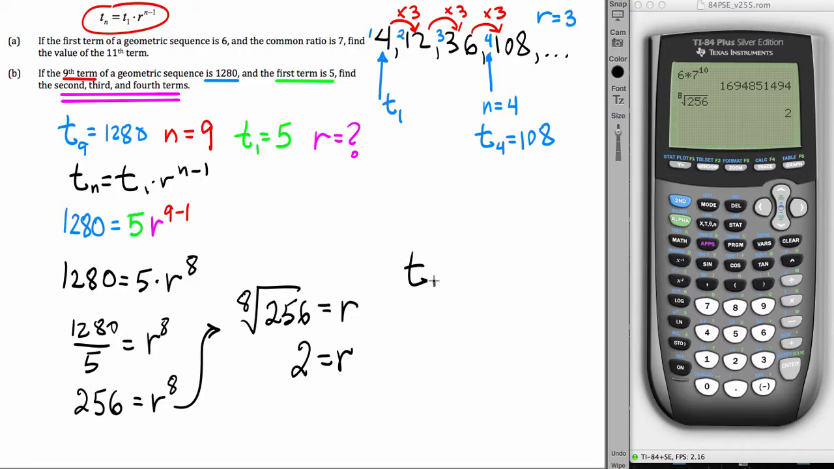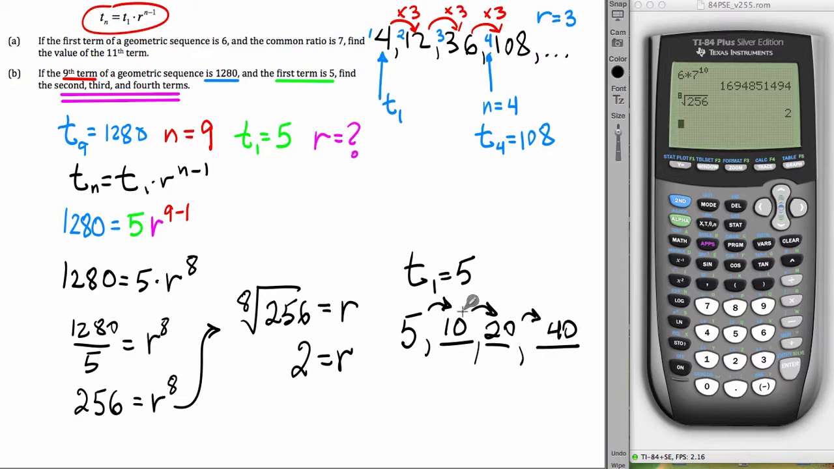We recall that T1 in this particular example was 5, and what we're asked to do is to find the second, third, and fourth terms. So we take T1, 5, multiply by 2 to get 10, multiply by 2 again to get 20, and multiply by 2 again to get 40. These are the second, third, and fourth terms.